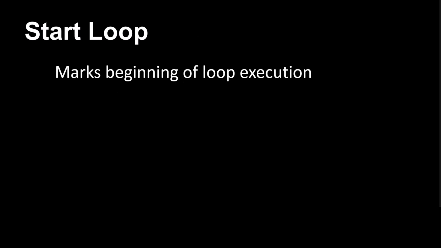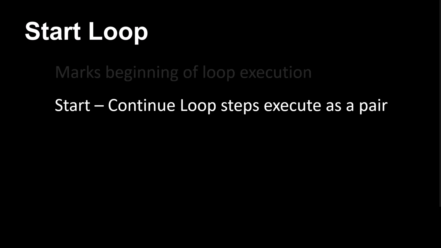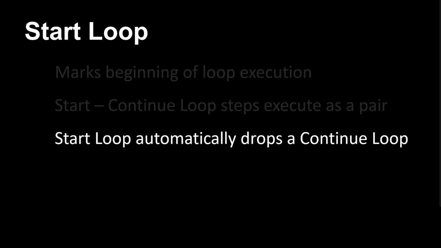The start loop step marks the beginning of loop execution. Start and continue loop steps execute as a pair. If you add a start loop step in a Process Studio workflow, it automatically drops a continue loop step. You can configure the loop properties in the start loop step.